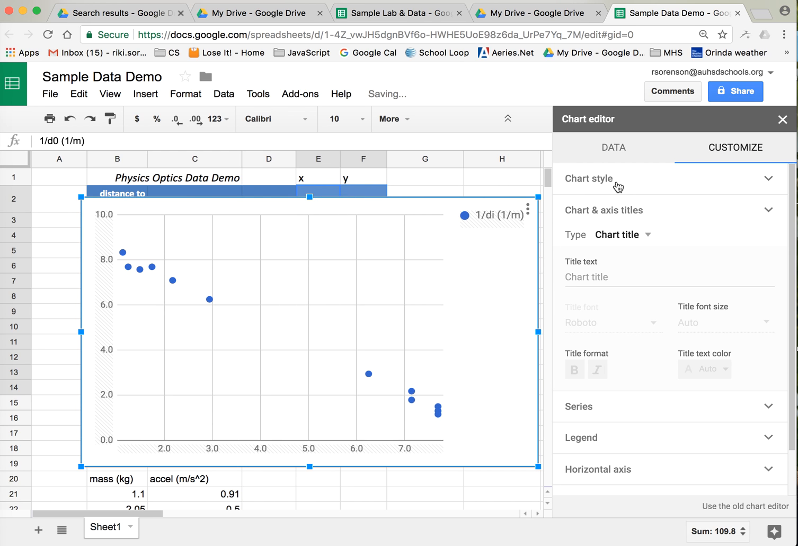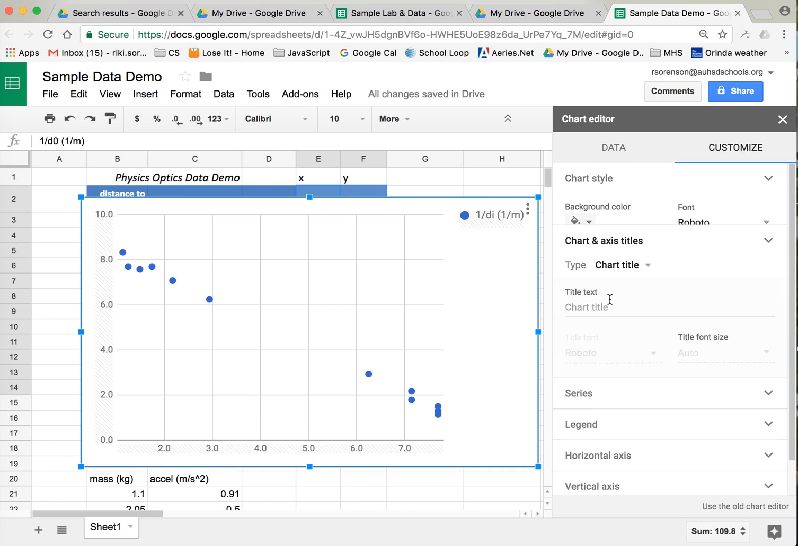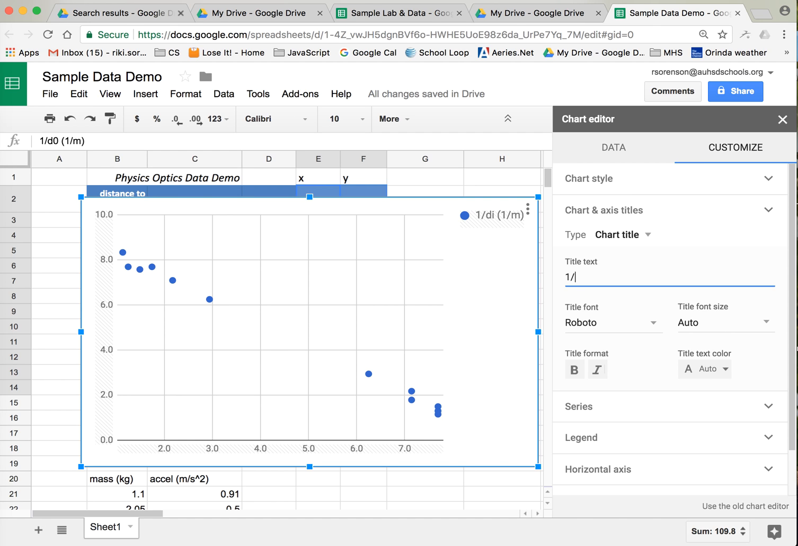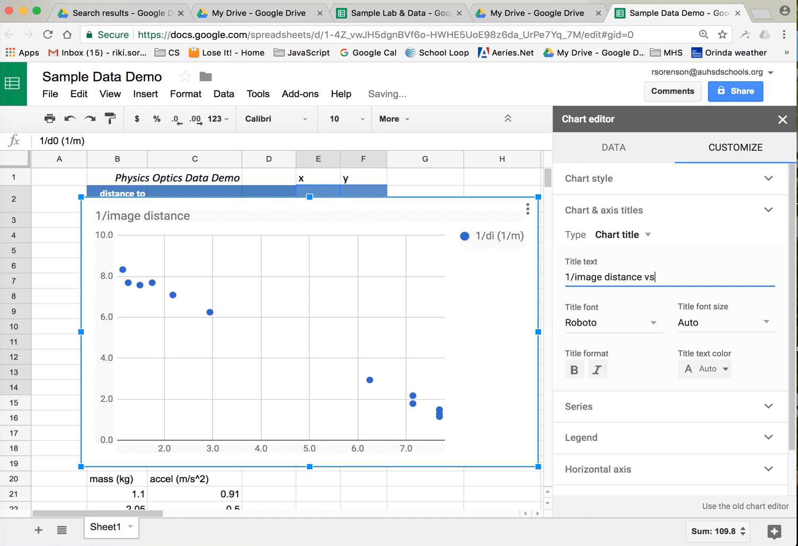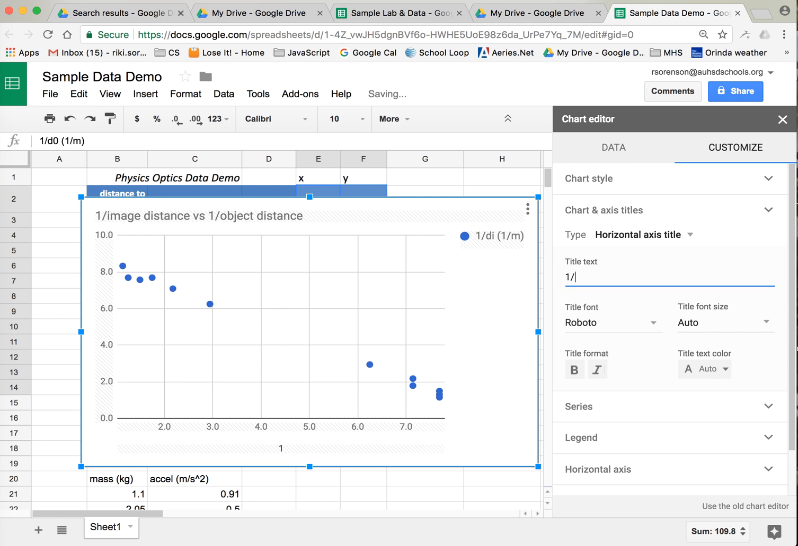So where's my chart title? We'll say 1 over image distance, because that's going to be the vertical axis, versus 1 over the object distance. So when we're labeling our graph, we have the vertical axis versus the horizontal axis. Okay, so that looks good. And then we've got the chart title, we want to get the horizontal axis. And the horizontal axis we decided was 1 over the object distance.